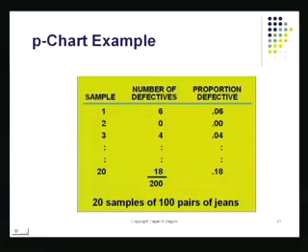So they were looked at, and the number of defective jeans in the lots of 100 each were found, and those numbers are shown in the middle column here. So 6 defectives in the first sample of 100 jeans, none in the second, 4 in the third, and so on. And there are 18 defective items in the 20th. And the proportion defective would then be, of course, 6 divided by 100.